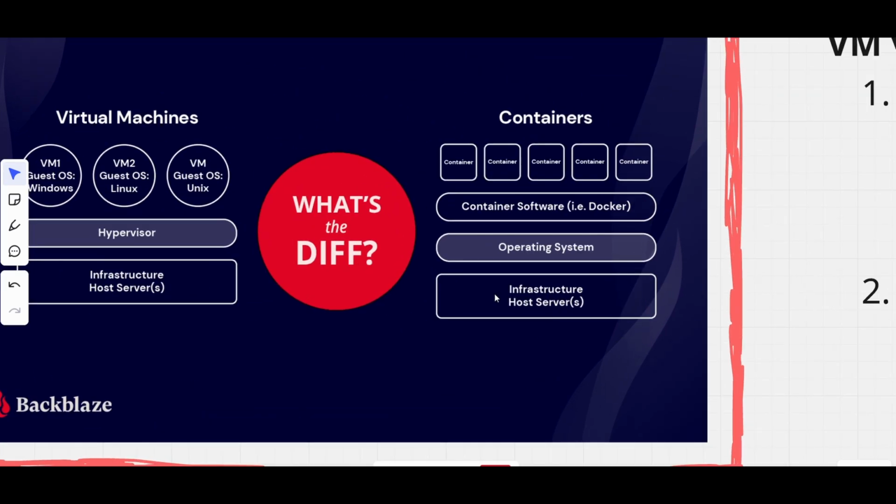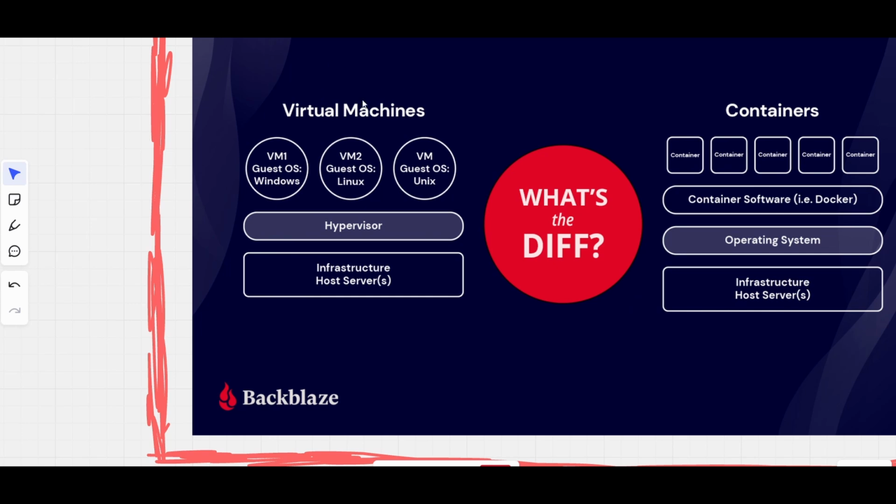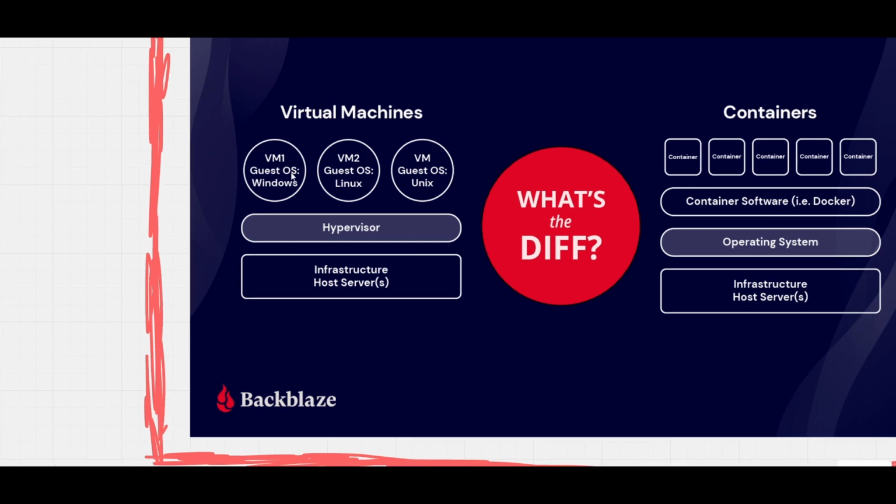Infrastructure, host servers, exactly. But virtual machines are a little bit different. You can use multiple complete operating systems, which sit on the hypervisor and infrastructure host server. Each operating system here has its own CPU, RAM, and also storage.